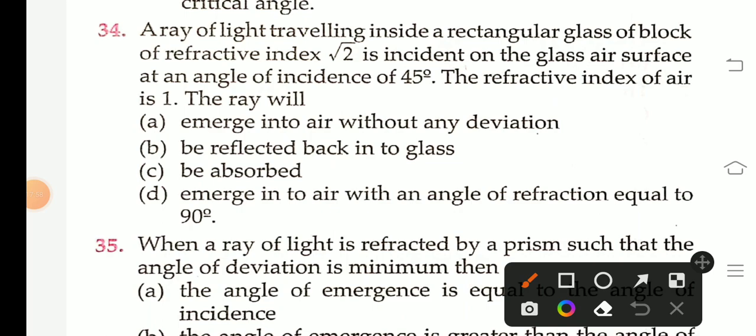Next, a ray of light traveling inside a rectangular glass block of refractive index root 2 is incident on the glass-air surface at an angle of incidence of 45 degrees. The refractive index of air is 1. The ray will... right answer option D, emerge into air with an angle of refraction equal to 90 degrees.